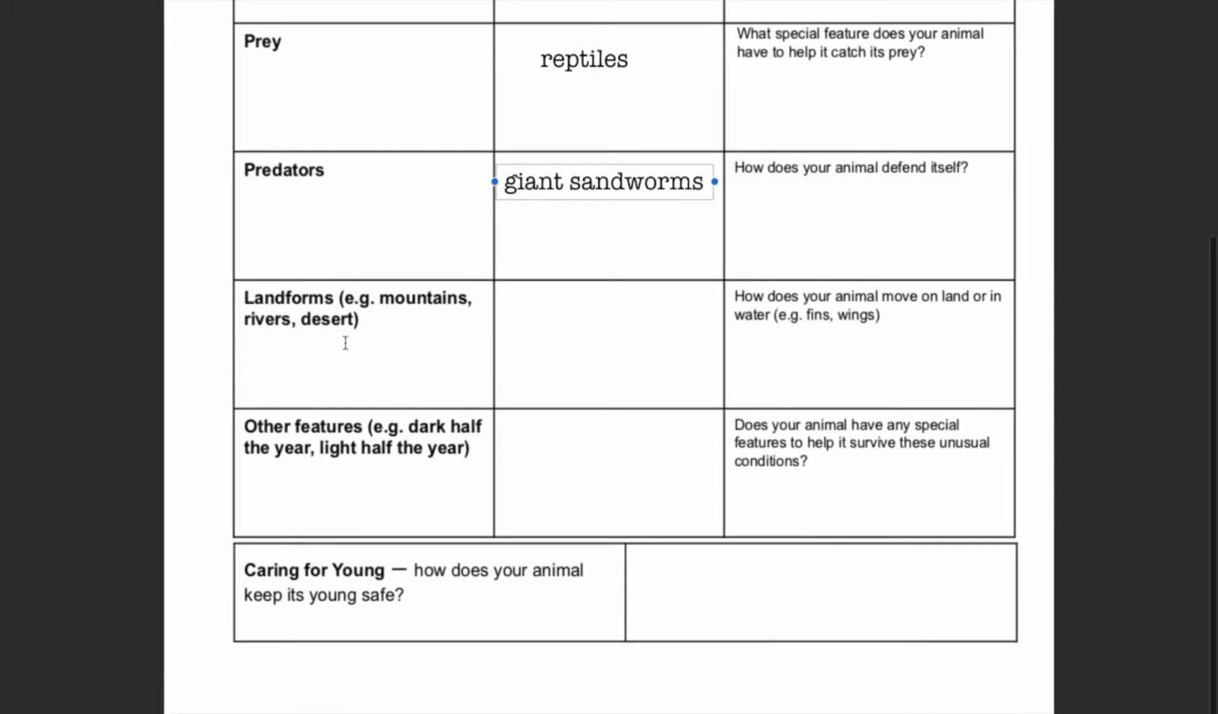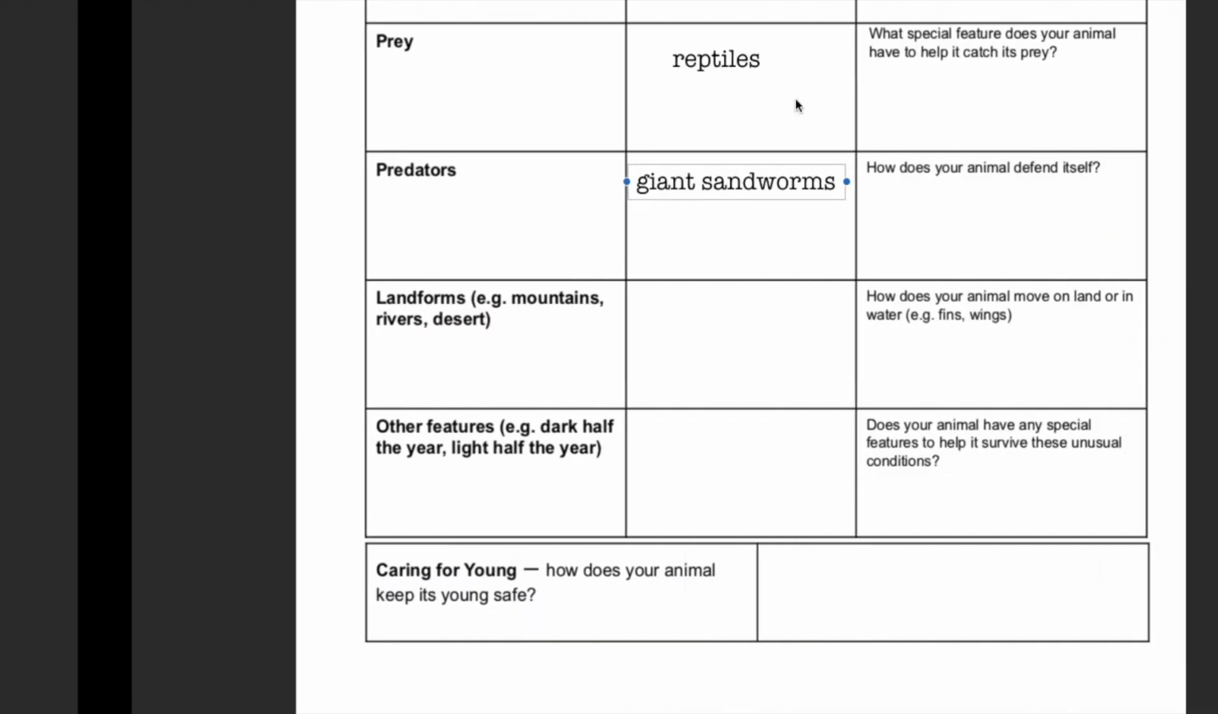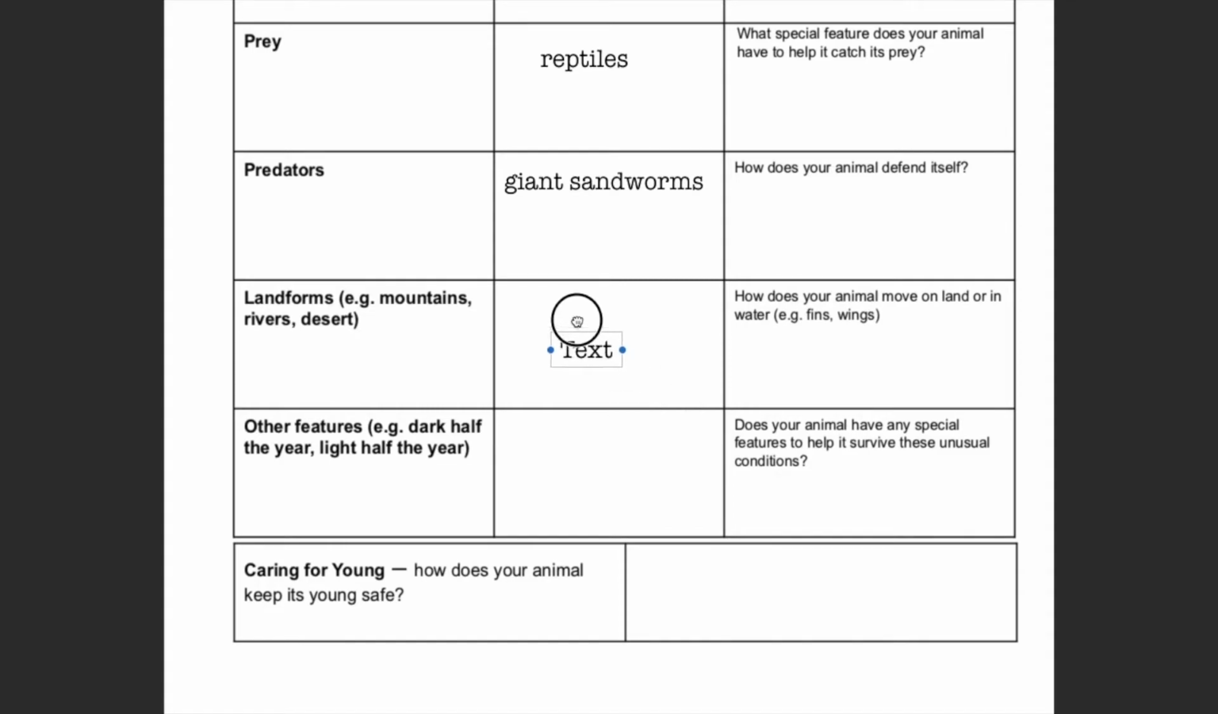Next, what are some landforms in our environment? That might be any mountains, a river, or a desert. If we go back here, we know that there are the Black Mountains, and it's also mostly desert, seeing how the name is the Canoe Desert. So I'm going to write in, there are some mountains and desert.